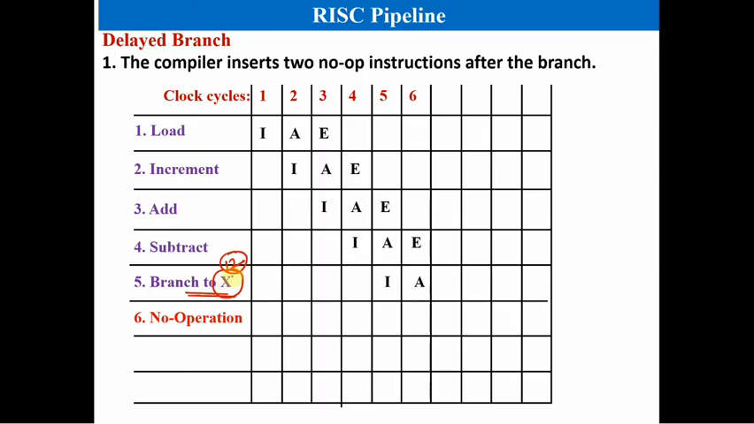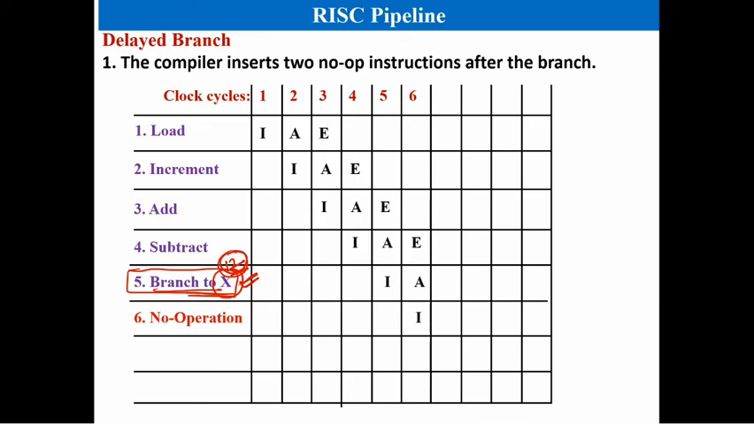The control should transfer to the 12th instruction at the end of this execution. Means after the execution of the 5th instruction, it has to go to the 12th instruction. But because the 5th instruction has not completed its execute phase, it has not entered into the E segment.